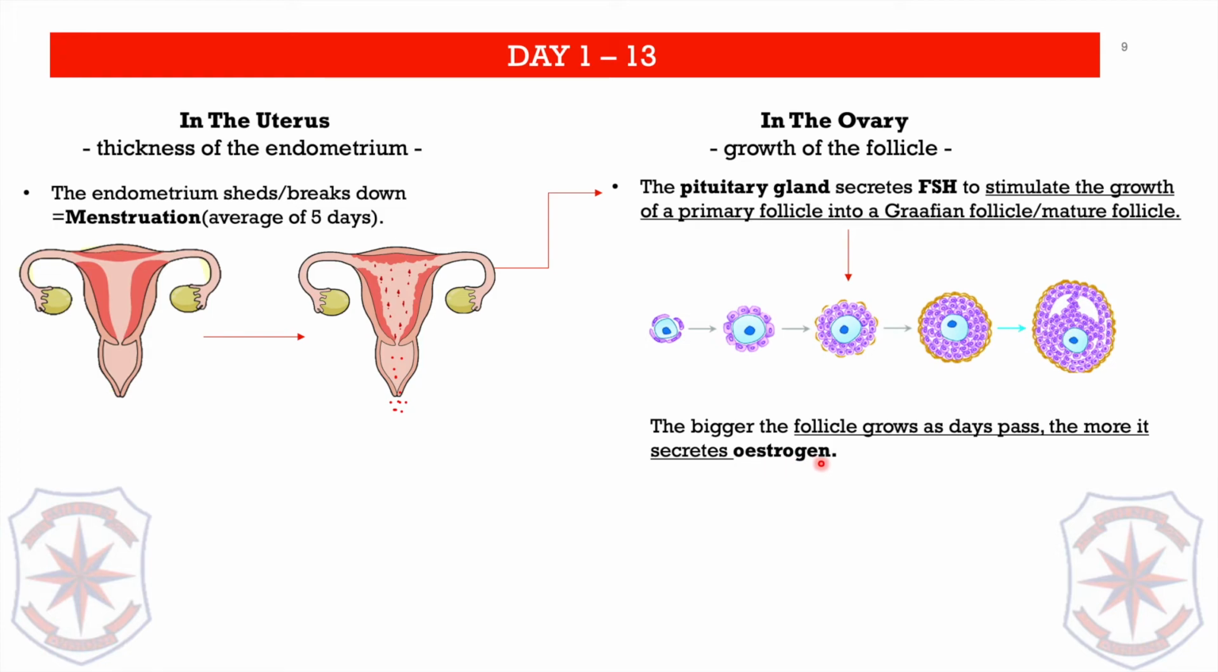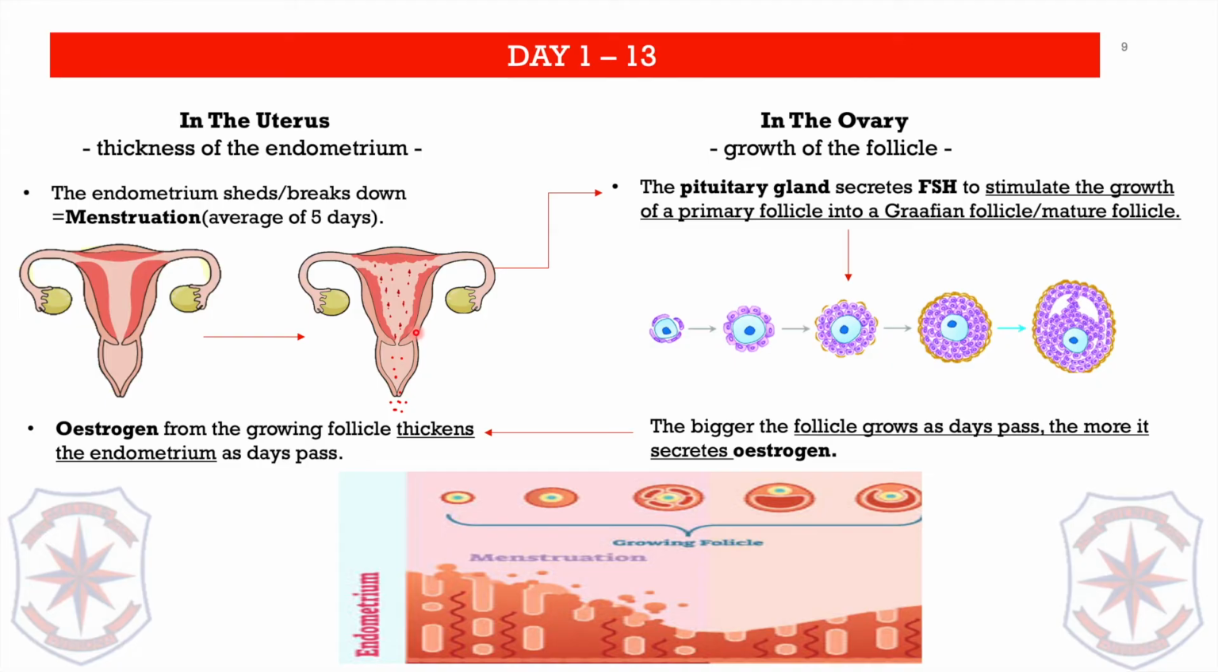All right? Now, what does estrogen do? Let's go back and think about what estrogen does. Estrogen from the growing follicle thickens the endometrium as days pass. Now, the bigger the follicle becomes, the more it secretes estrogen. And what does estrogen do? Its influence is there at the uterus. It makes the uterus lining become thicker and thicker. So, let's look at that picture there.